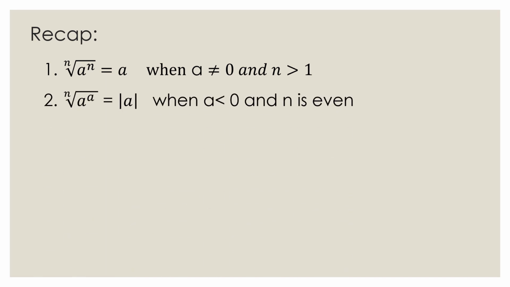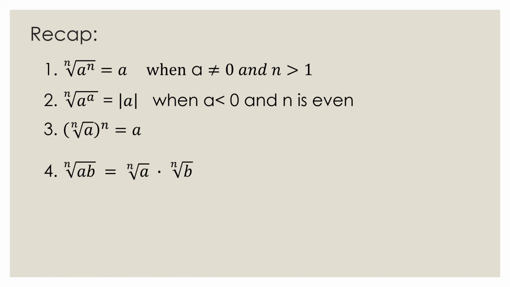Before we end our discussion, let us have first our recap of our topic. We have number 1, the nth root of a raised to n is equal to a, when a is not equal to 0 and n should be greater than 1. Number 2, when a is less than 0 and n is even, we can say that the nth root of a raised to the power of n is equal to the absolute value of a. And number 3, the quantity of nth root of a raised to the power of n is equal to a.